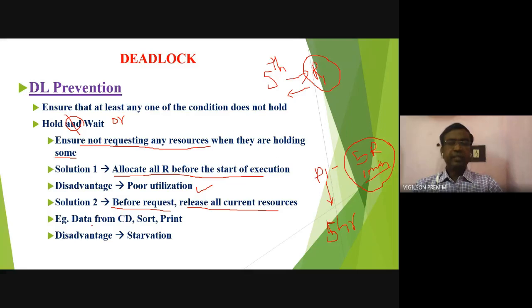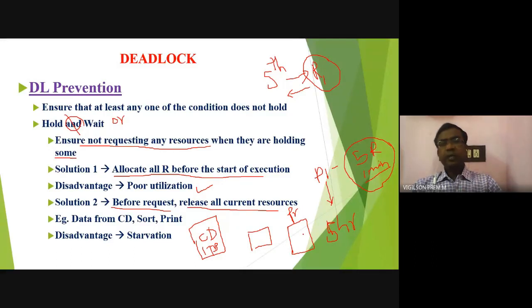Okay, one example. Suppose in a CD we have a lot of data, for example 1 TB of data. This data you have to print using a printer. The process is to sort and print, so three operations. Data is available in hard disk or CD. Our requirement is to print the sorted data. Printing will be done in the CPU.